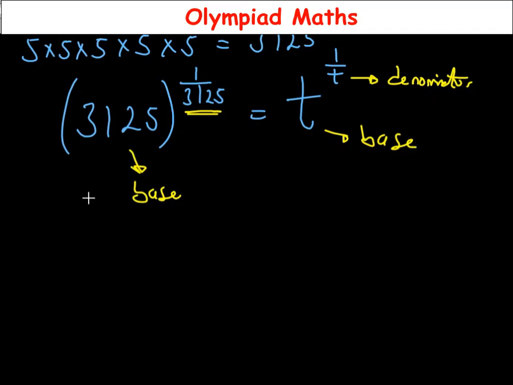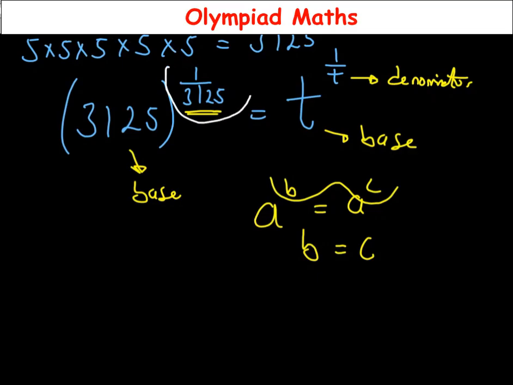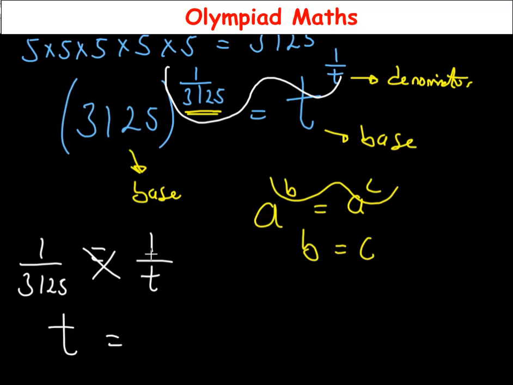Okay, now from here, since we have made the base equal to the power denominator, we can apply a rule that if you have a raised to power b, which equals a raised to power c, since the bases are equal, we can simply compare the exponents, so that b is equal to c. So from here, we compare the exponents such that 1 over 3125 is equal to 1 over t, and then to solve for t, simply cross multiply. t times 1 is t, which equals 1 times 3125, which is 3125. Now with this, we've gotten the value of t.